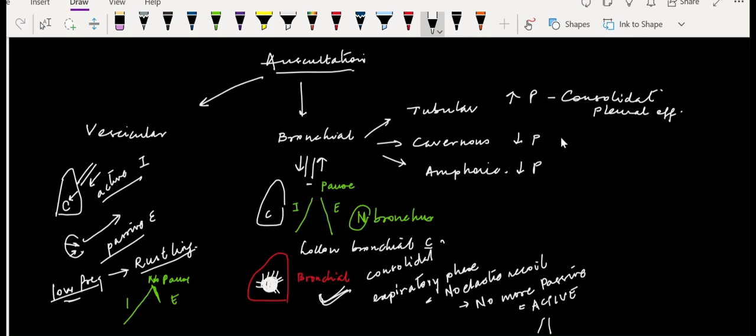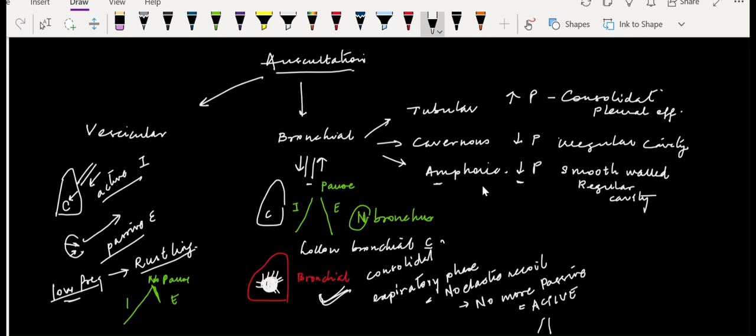Cavernous is any irregular cavity. For example, a lung abscess which is now healing, so there is some cavity produced, an irregular lung cavity, or any destroyed part, that can have a cavernous sound. And amphoric is present in a very smooth walled and regular cavity, and can also be present in open pneumothorax. So any smooth walled regular cavities are going to specifically transmit low pitched hollow sounds called amphoric sounds.